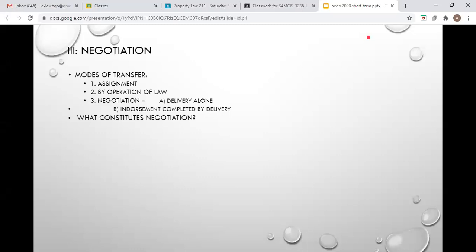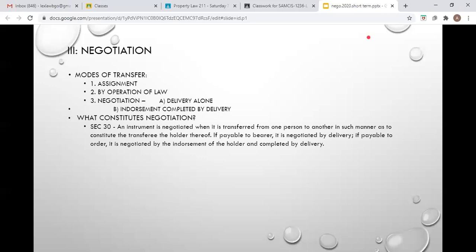What constitutes then negotiation? Well, under Section 30, yung sinabi natin, negotiation simply refers to the transfer of that instrument in order to make your transferee as the holder thereof. So holder, ibig sabihin, he would be made either as a holder in due course or a holder not in due course. Okay?